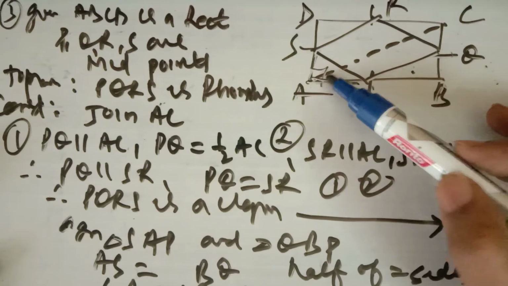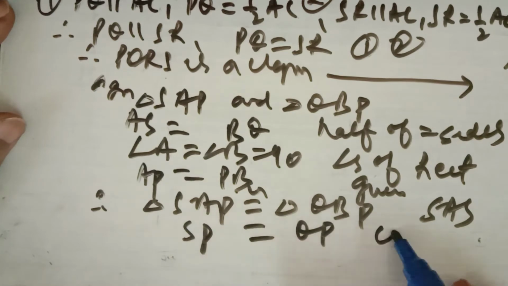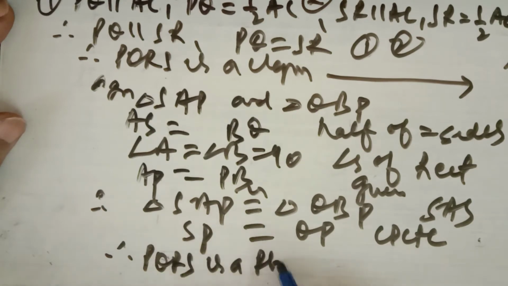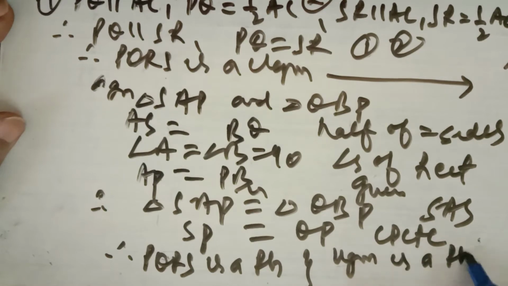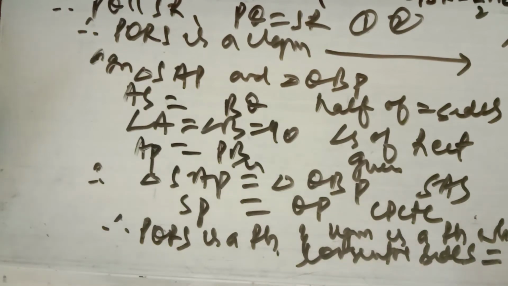These two triangles are congruent. So SP is equal to PQ, corresponding parts of congruent triangles. SP is equal to QP, corresponding parts of congruent triangles. Therefore PQRS is a rhombus. Reason: a parallelogram is a rhombus if its consecutive sides are equal.